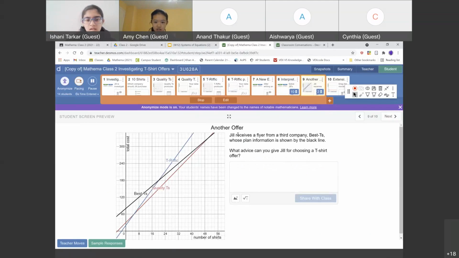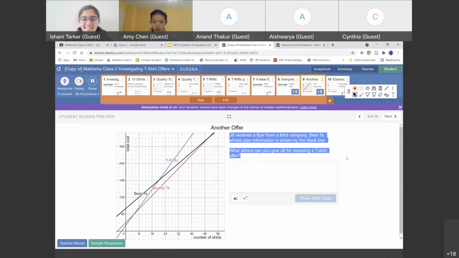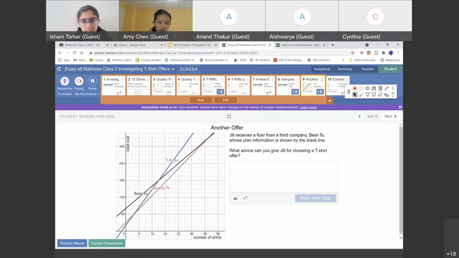Okay, apparently Jill is famous for buying t-shirts because she receives a flyer from a third company, Best Tees, whose information is shown by the black line. So the blue line is Terrific, which we already graphed, and Quality Tees is the red line, which we already graphed. And this is the black line, Best Tees. So what advice can you give Jill for choosing a t-shirt offer?